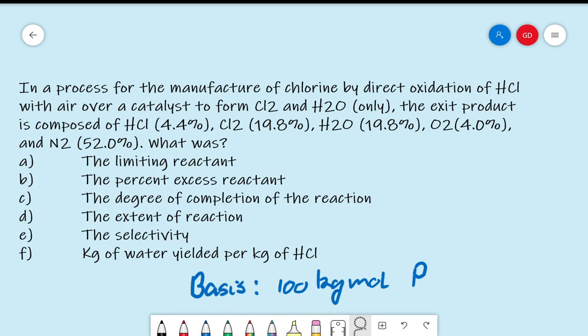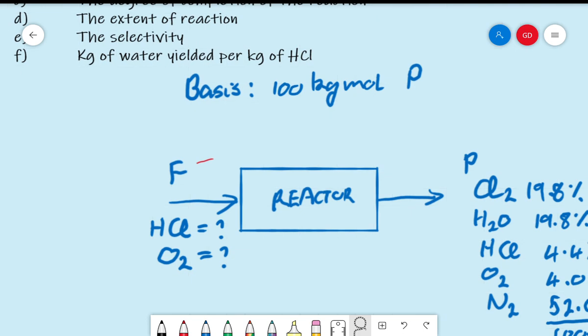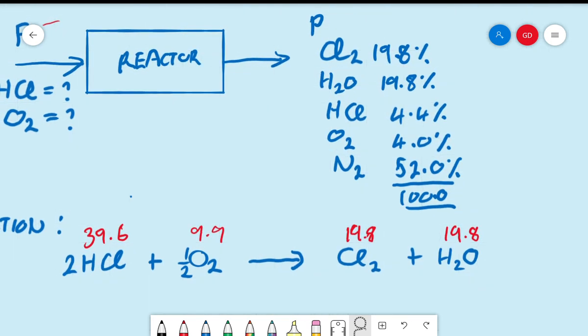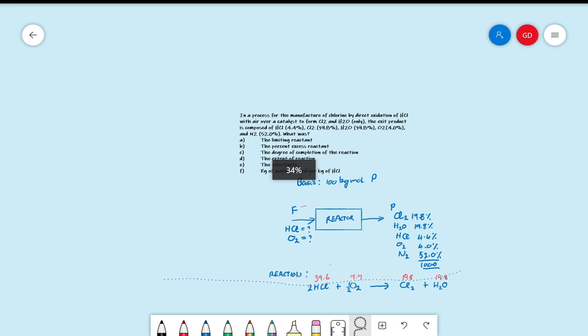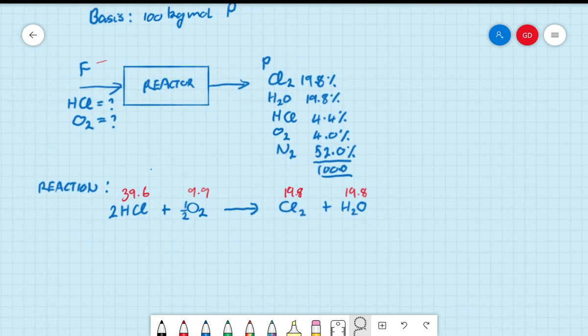That's how we know that there's oxygen in the feed stream, and there's also HCl. So HCl and oxygen react, giving us chlorine and water only. Hence, it's laid out by the reaction here. You can see that reaction there. So now let's look at how you proceed from there.